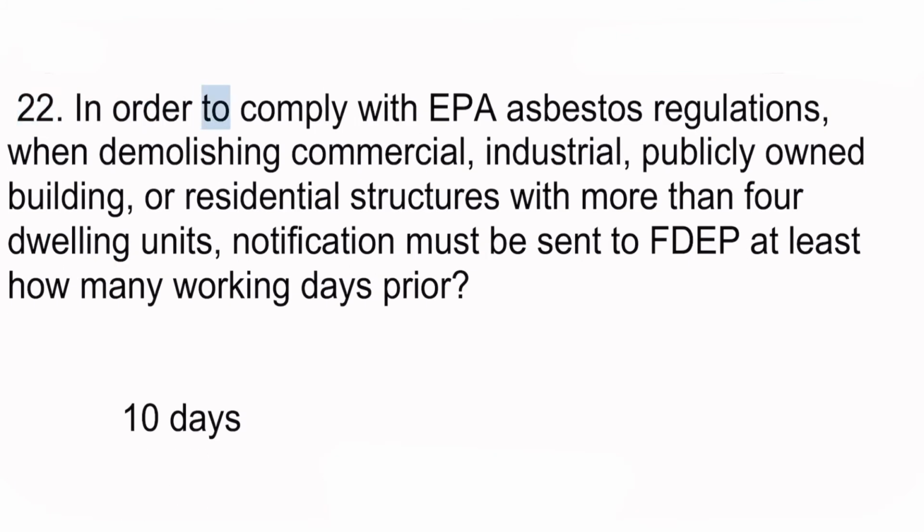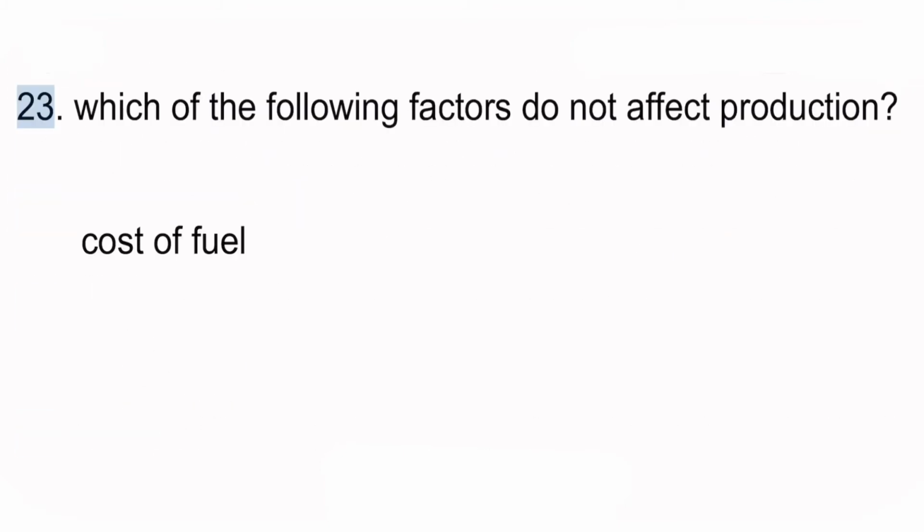22. In order to comply with EPA asbestos regulations, when demolishing commercial, industrial, publicly owned building, or residential structures with more than 4 dwelling units, notification must be sent to FDEP at least how many working days prior? 10 days. 23. Which of the following factors do not affect production? Cost of fuel.